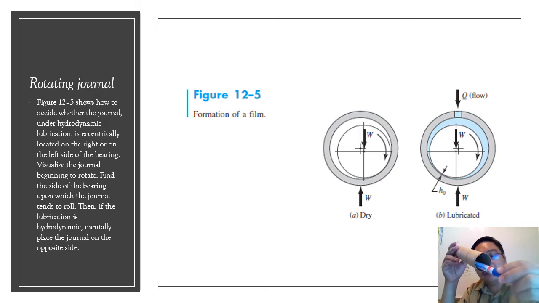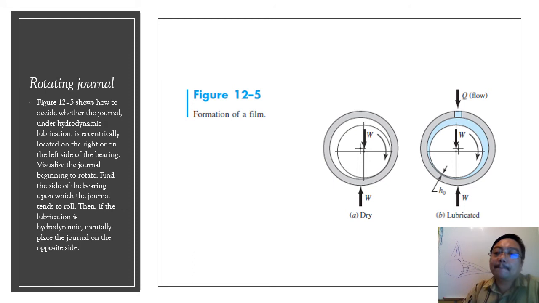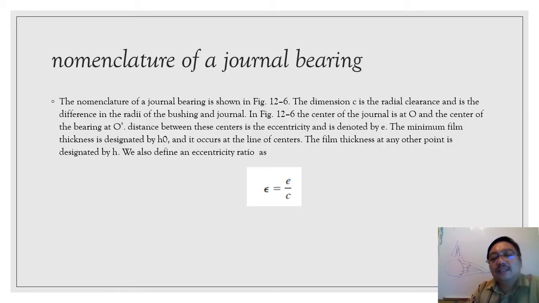And remember, what is the definition of hydrodynamic? Hydrodynamic can be loosely translated as full of lubricant. This is full of lubricant. So you go, and then it will become full of lubricant, and then the lubricant oil fills the bushing. Okay, nomenclature of a journal bearing, figure 12.6 in the next slide.